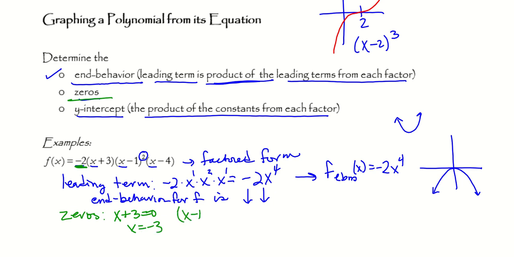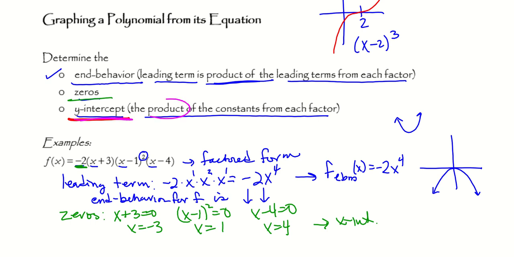x minus 1 squared can equal 0 if x is equal to 1. And x minus 4 will equal 0 if x is equal to 4. So these are my x-intercepts. Finally, we're going to look for our y-intercept, which is going to be the product of the constants from each factor.